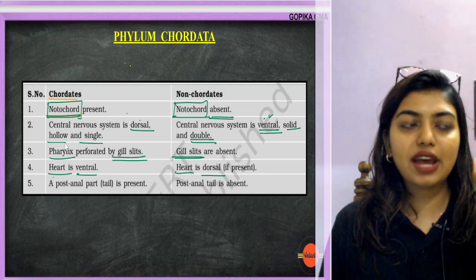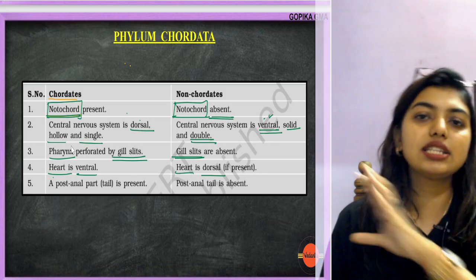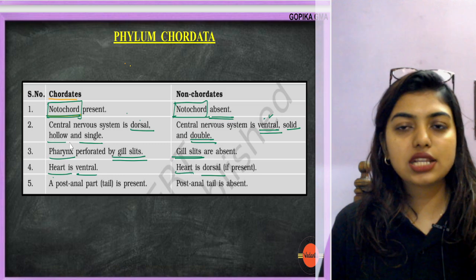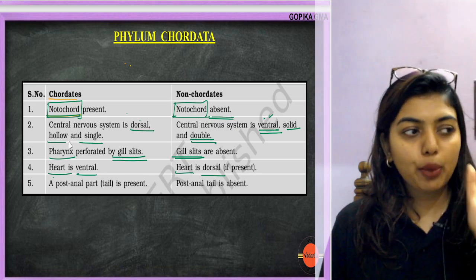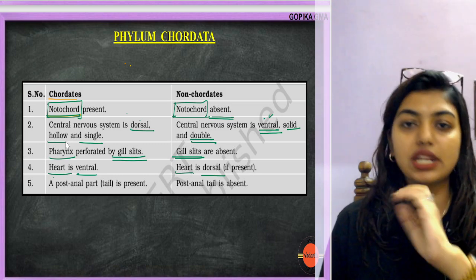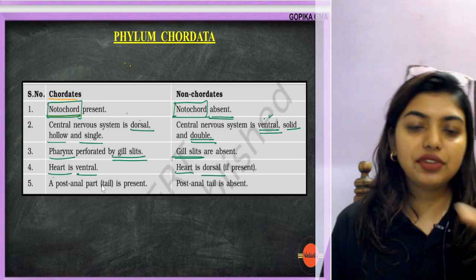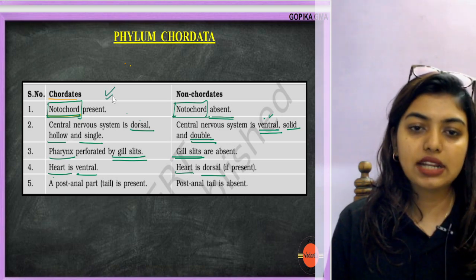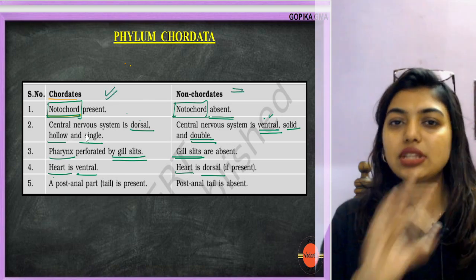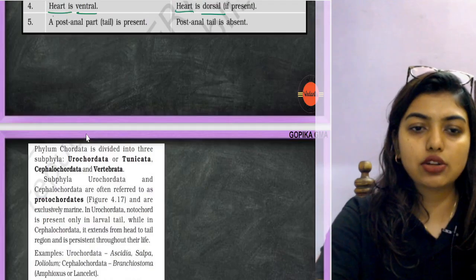Here the pharynx is perforated. Pharynx had gill slits. Here gill slits were absent. Heart is ventral, obviously, heart will be dorsal. A post-anal tail is present. A post-anal tail is absent. So everything's opposite. If you know one side, you can write the other side easily. So, this is the basic understanding of chordates and non-chordates.